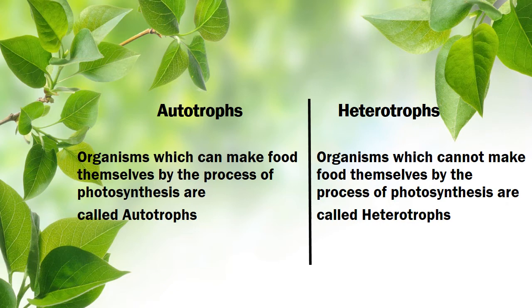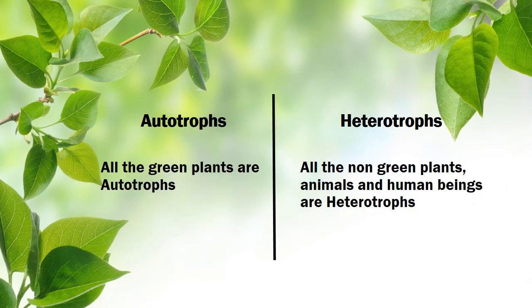Autotrophs, heterotrophs. Organisms which can make food themselves by the process of photosynthesis are called autotrophs. Organisms which cannot make food themselves by the process of photosynthesis are called heterotrophs. All the green plants are autotrophs. All the non-green plants, animals and human beings are heterotrophs.